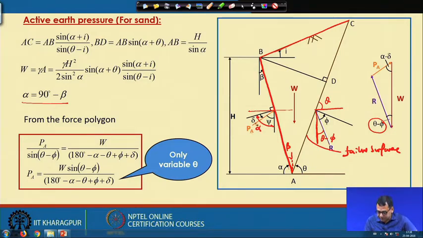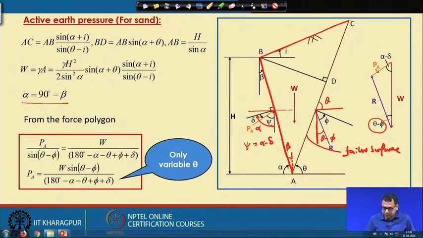Okay? And this is making an angle with the vertical. This is xi. Xi is equal to alpha minus delta. That is why it is alpha minus delta angle it is working. So that means R is making an angle theta minus phi with the vertical, and PA is making an angle alpha minus delta with the vertical. So this is the force diagram of all the three forces.